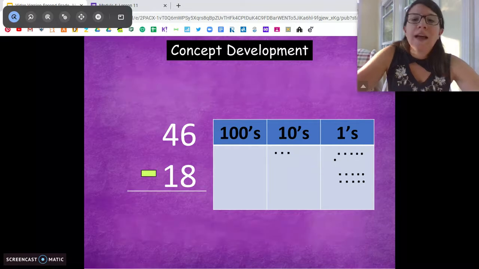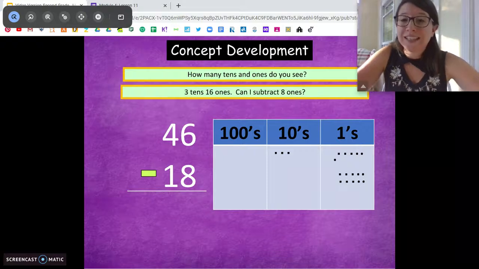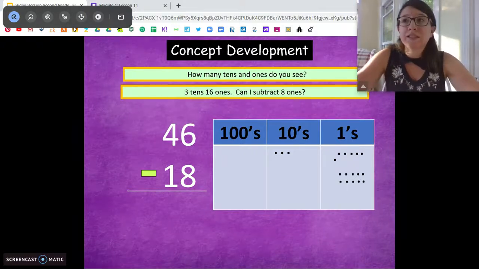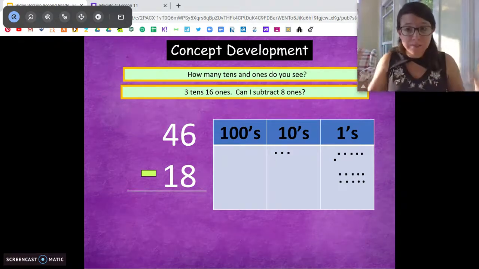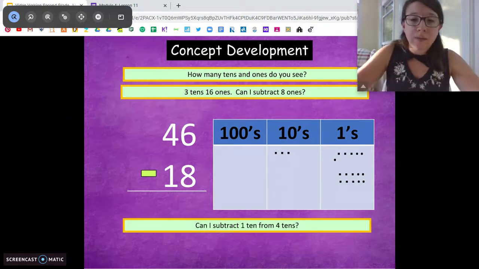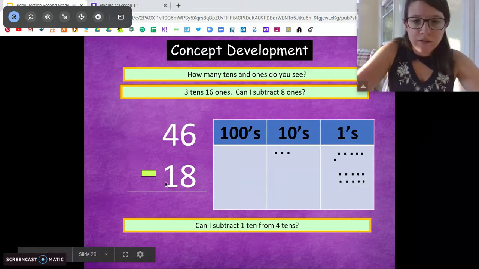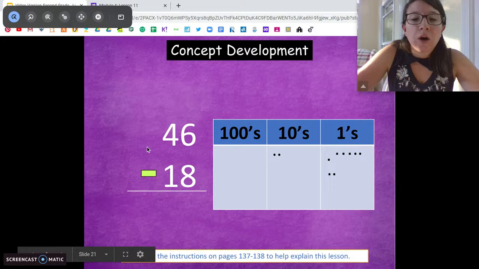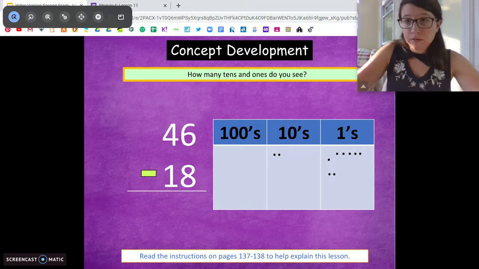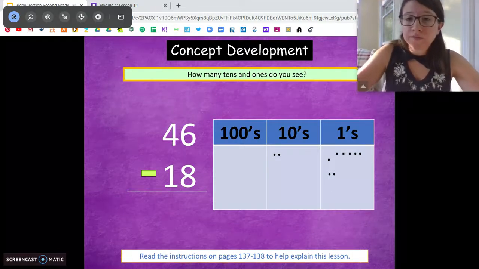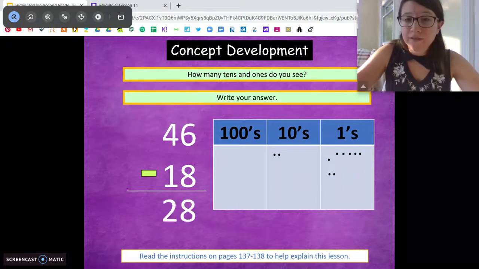Good. Now, how many ones do I have? I have 16 ones, 3 tens, 16 ones. Can I subtract 8 ones from 16? Yeah, I can, right? 16 is bigger than 8. I can take 8 away. So let's take those 8 away. Oh, wait, I forgot this too. Can I subtract 1 10? I forgot about the tens. Yeah, I can. So we're going to take those away. So do that on your paper right now. How many tens and ones do we have? We have 8 ones and 2 tens.